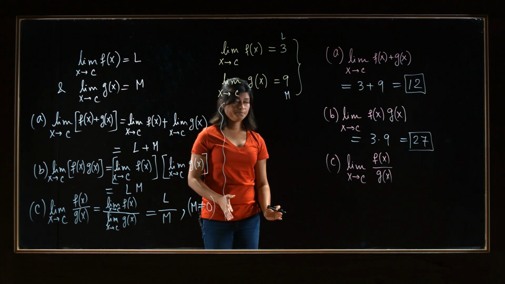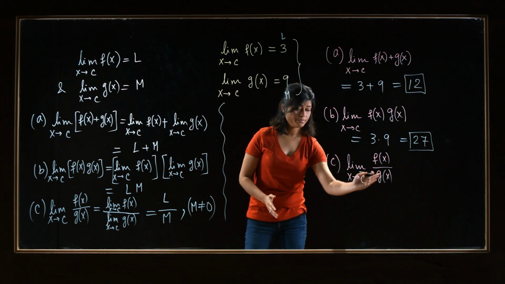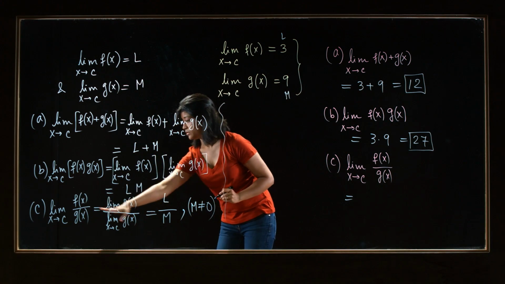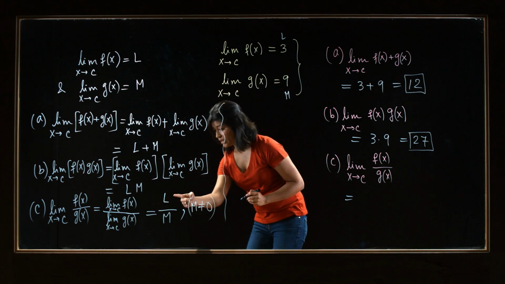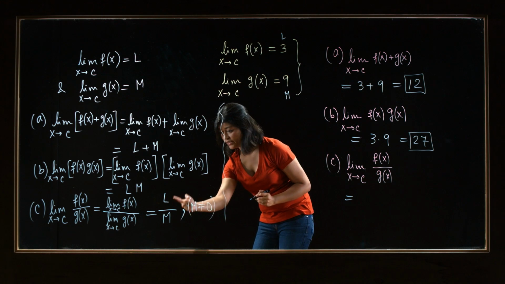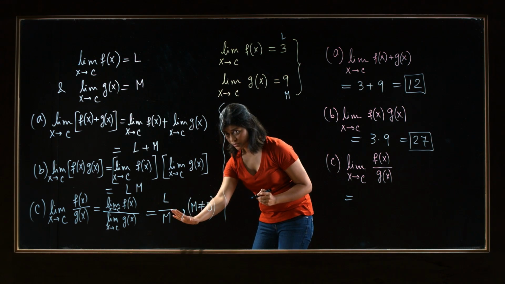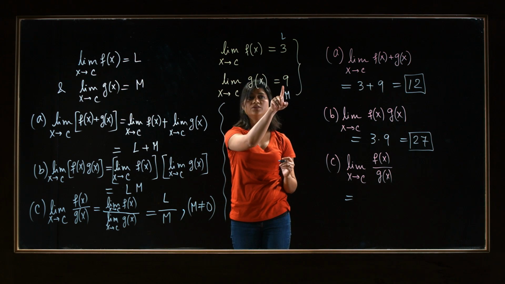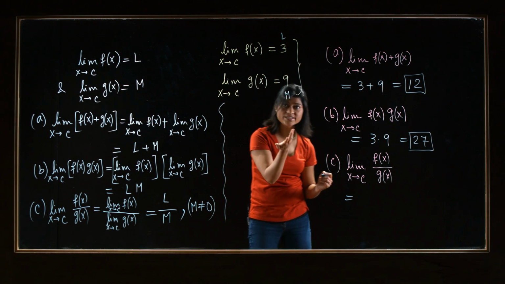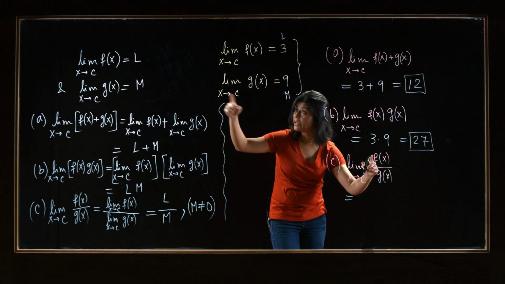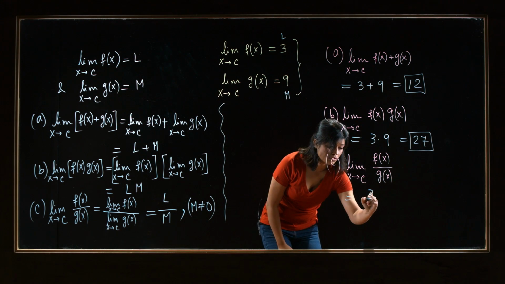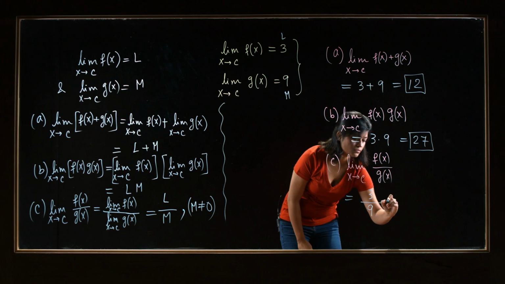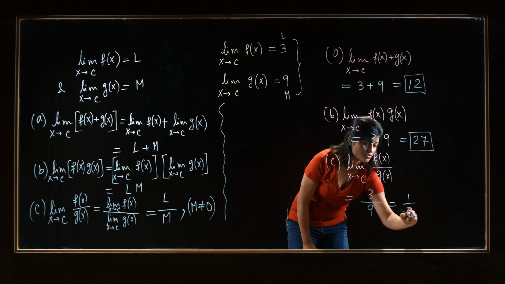And the last one, we have to do the quotient. Again, go back to our basic property here. And remember, we can divide the two numbers, but you have to be careful that the denominator is not 0. And notice here the denominator is going to be 9, which is not 0. So you plug in 3 over 9, and so this is 1/3.